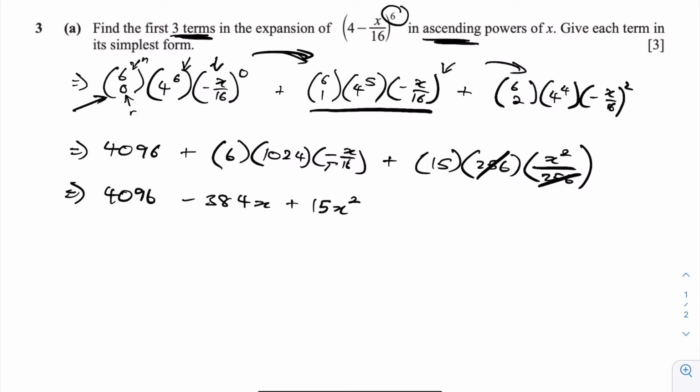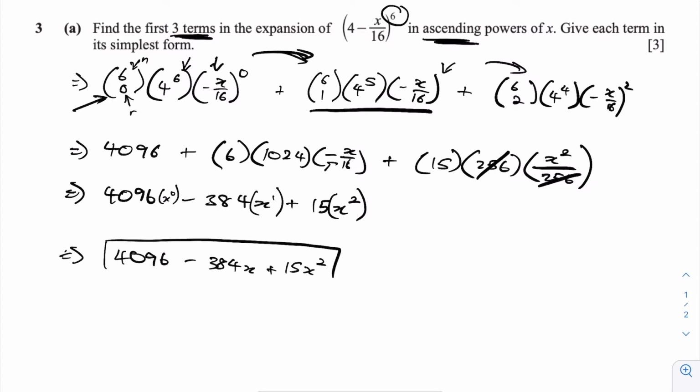What's important to also notice is that ascending means we're going up. So the power of x keeps increasing. Over here, you can see this is x to the power of 0. This is x to the power of 1. And this is x squared. It keeps going up. That means that we're doing ascending. So we're doing it correctly. Which gives us our final answer, which is 4,096 minus 384x plus 15x squared. And we can go to part B now.